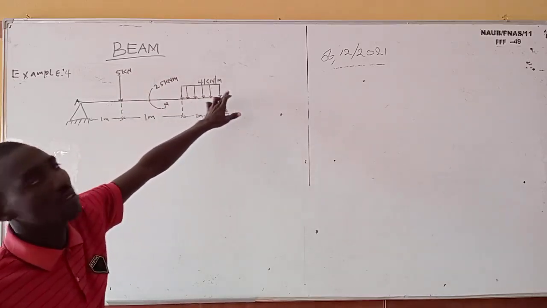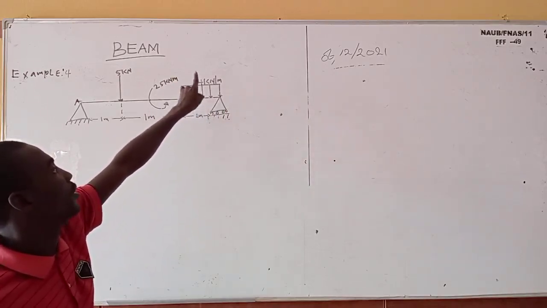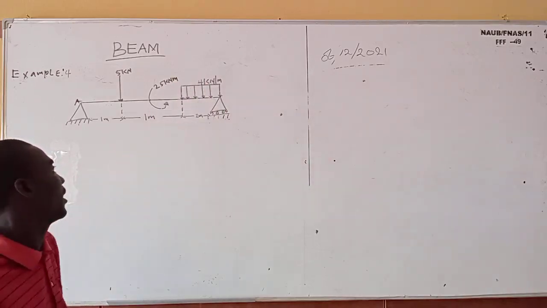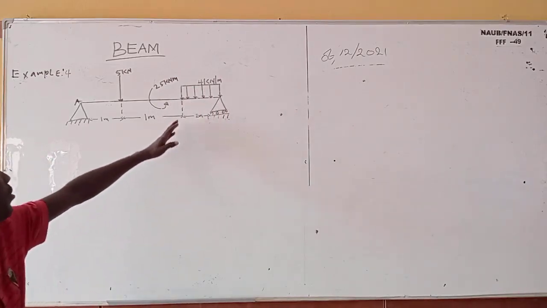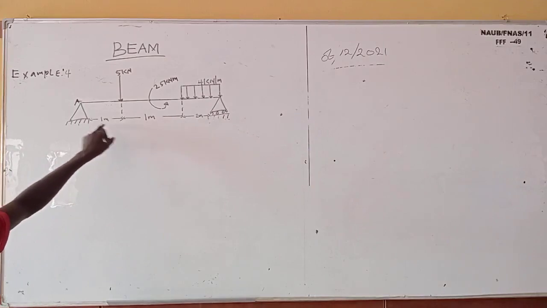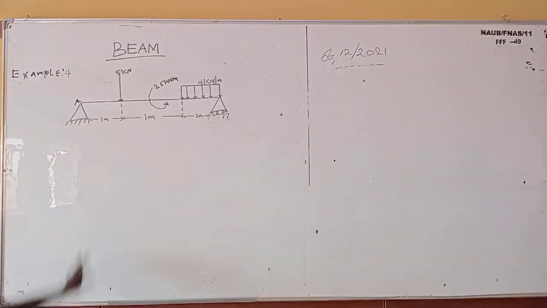And this is a uniformly distributed load of 4 kilonewton per meter, and the length it covers is 2 meters. From here to here is 1 meter, and from here to here is 1 meter. The total length of the beam is nothing but 4.